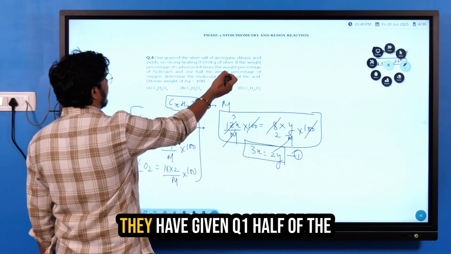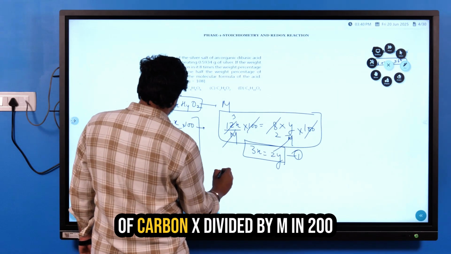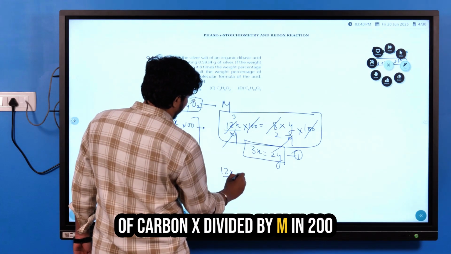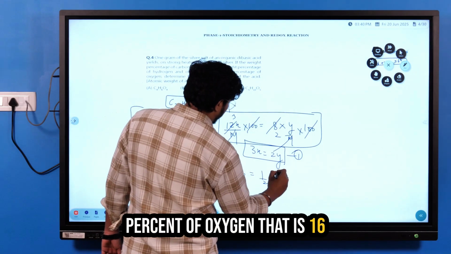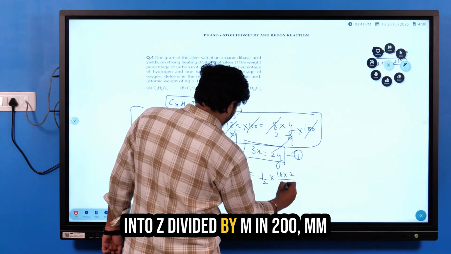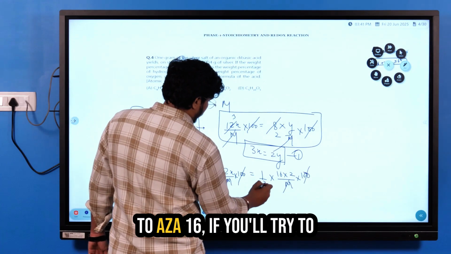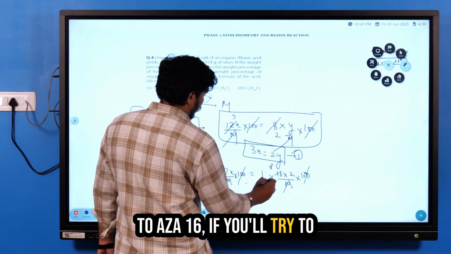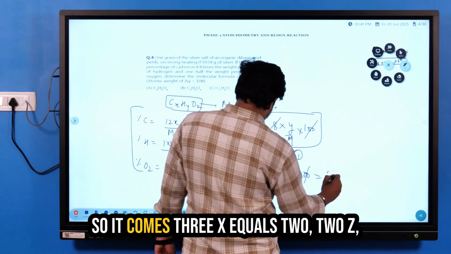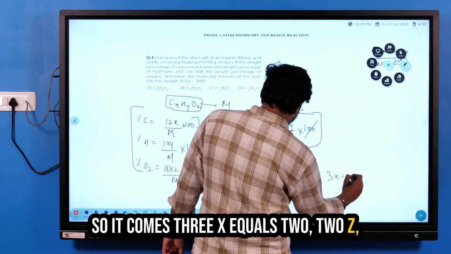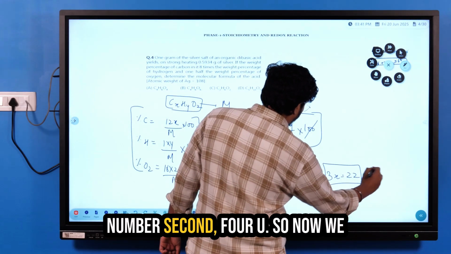Now, the second relationship they have given you: weight percentage of carbon equals 1/2 of the weight percentage of oxygen. That is 12x divided by M into 100 equals 1/2 of 16 z divided by M into 100. M cancels, 100 cancels, 2 into 8 is 16. If you try to write this further, 4 twos are 8 and 4 threes are 12. So it comes 3x equals 2z. This is equation number two for you.